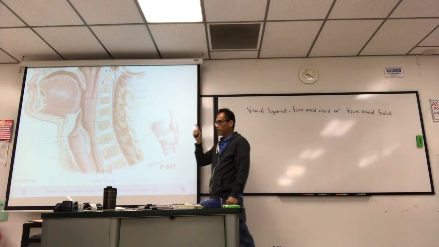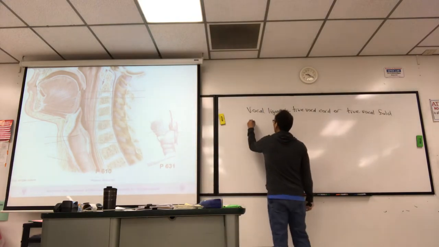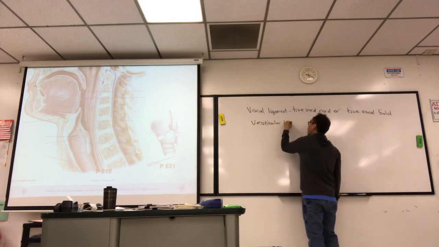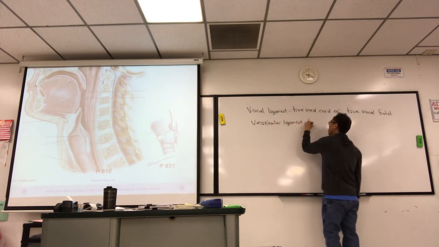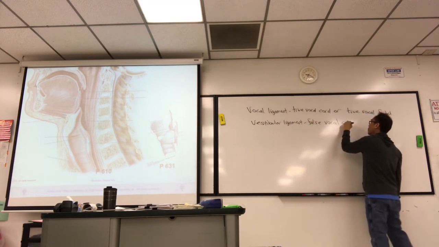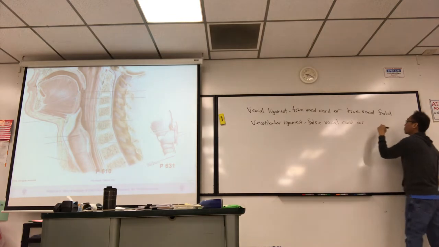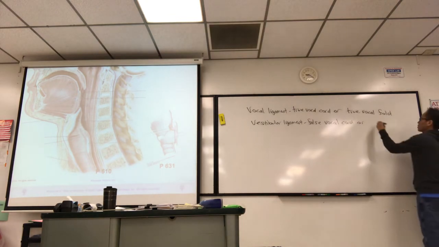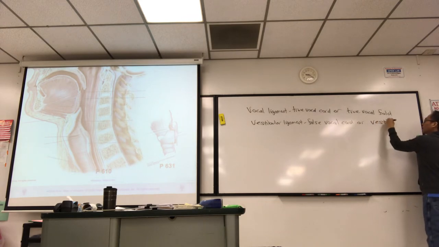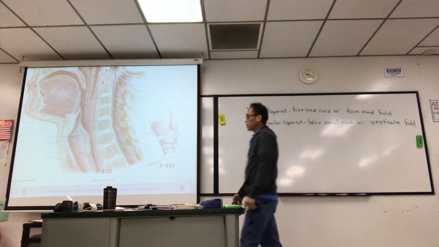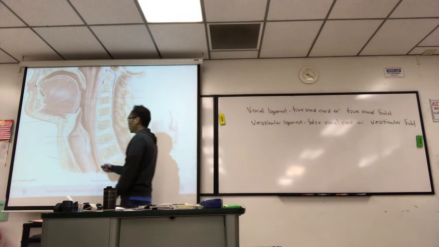Okay, anyways, that ligament is the vestibular ligament. So it's the false vocal cord or vestibular fold. So any of those are fine. It's all the same thing to me. They look like lips when you put the membrane over it.